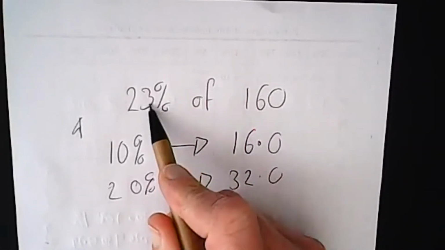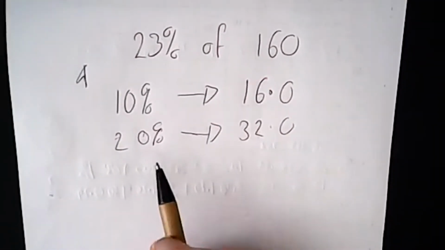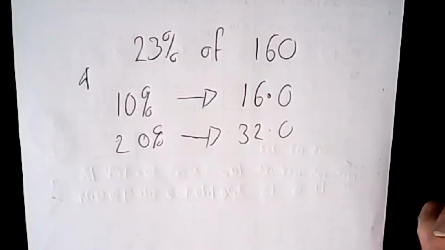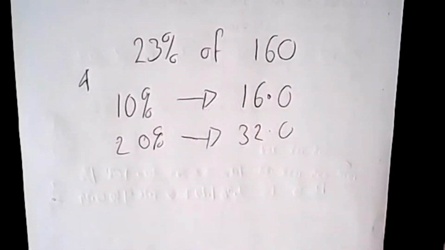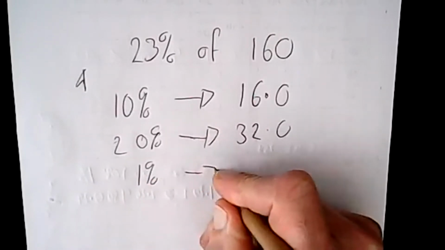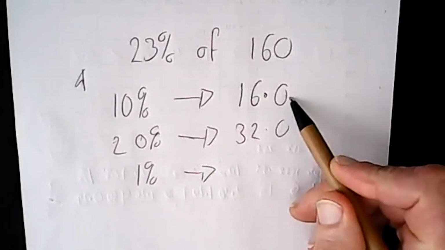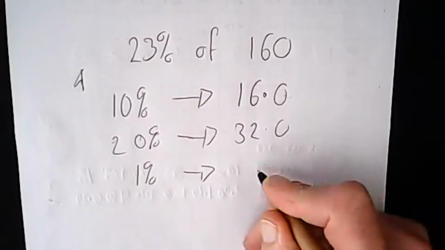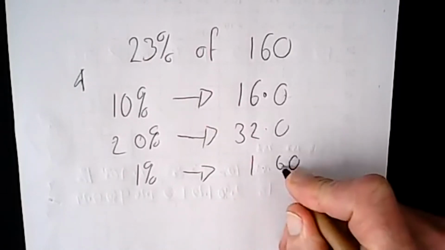And then I'm looking at this 3%. So I'm not far off with 20%. It's a good estimate, about 30. We need that extra 3%. So to get that, I'm going to go 1%. So we'll go to the 16. Slide it along. So that's £1.60.